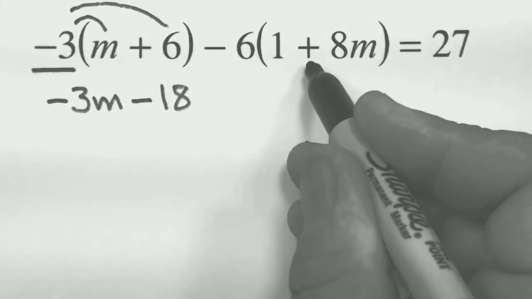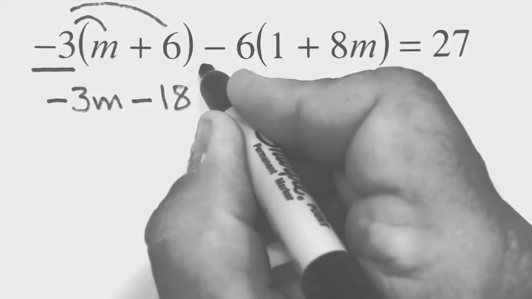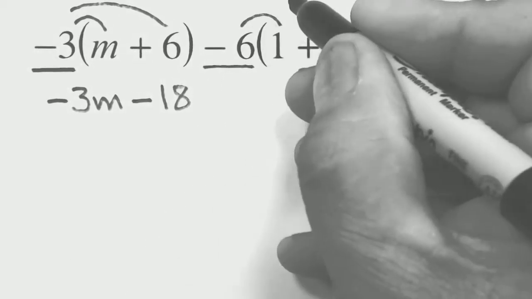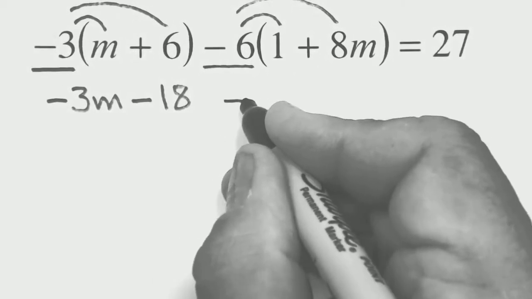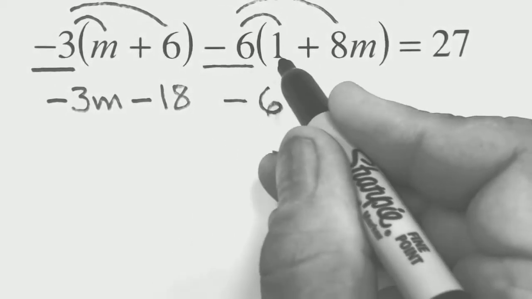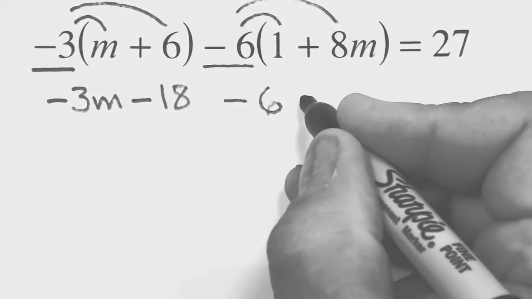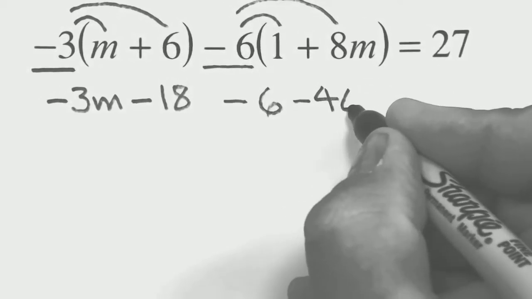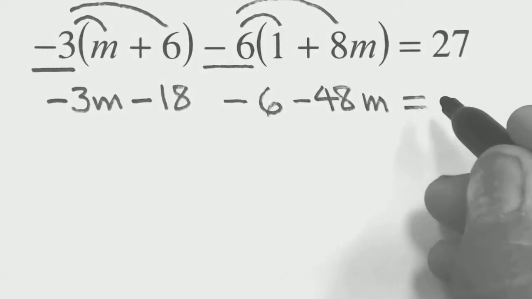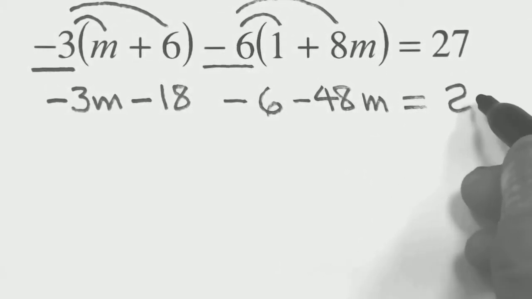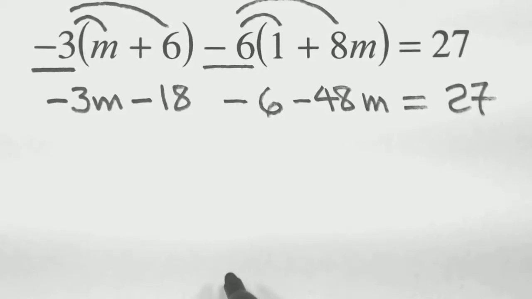Okay, we've got a second set of parens. We've got to clean it up too. There's a negative 6 in front. We distribute that in. Negative 6 times 1 is negative 6. Negative 6 times positive 8 gives me negative 48. And don't forget the m that's here. Now, the right side, of course, is just a plain 27, so we just copy it down.